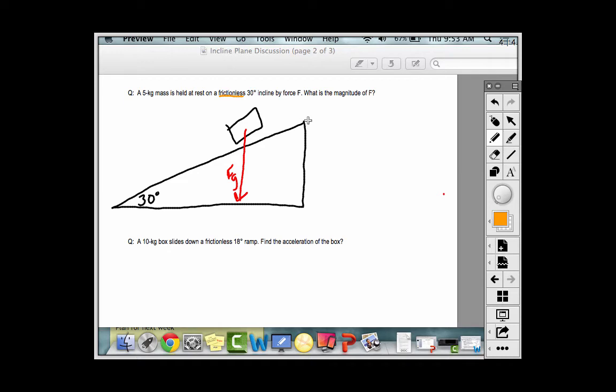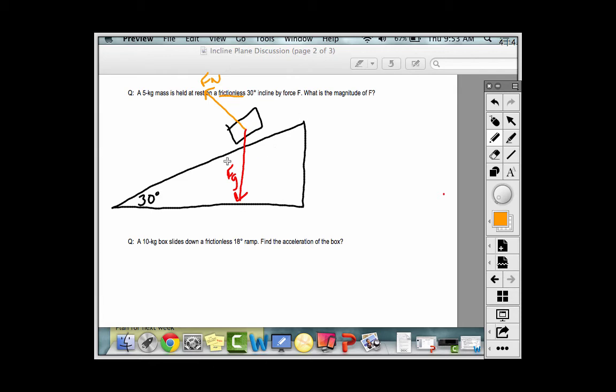Let's do a review of the normal force. The direction of the normal force is perpendicular to the contact surface. Is that what you guys are thinking? All right, that's the normal force.